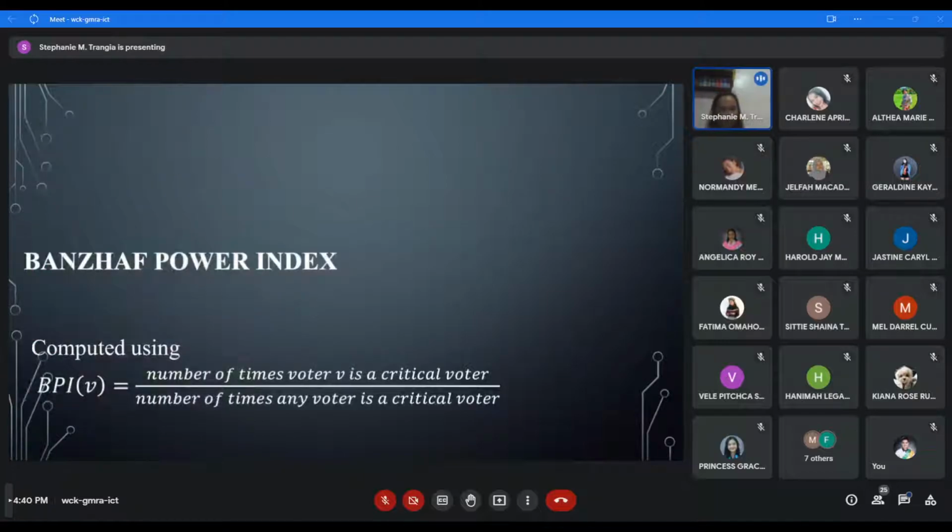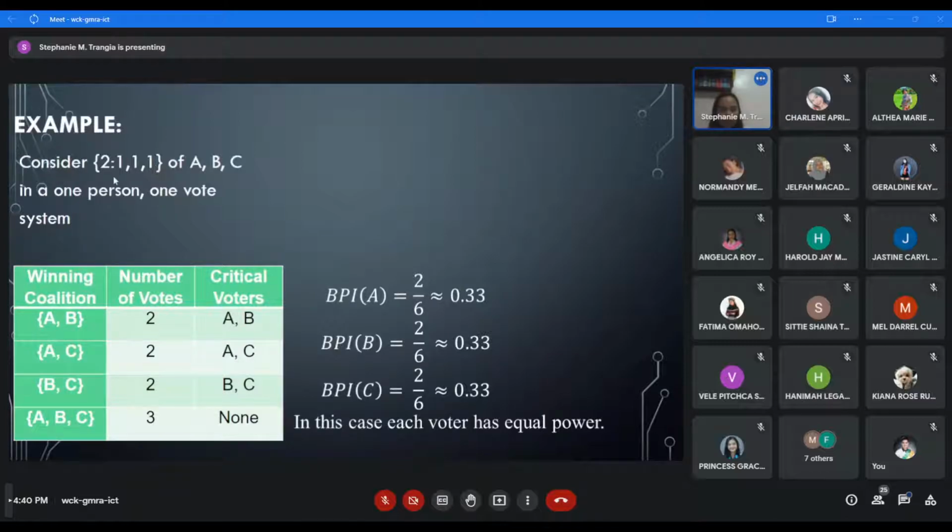And then lastly, we have the Banzhaf power index. It is computed as BPI of V, which is equal to the number of times a voter V is a critical voter over the number of times any voter is a critical voter. For example, we consider 2 as our quota, and 1, 1, 1 as the weights of A, B, and C in a one person, one vote system. The winning coalitions are A-B, A-C, B-C, and A-B-C.